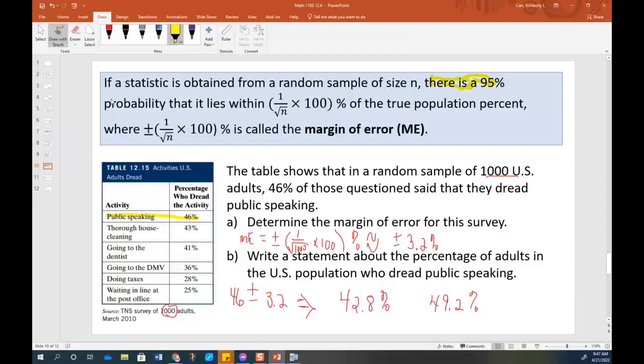There's a 95% probability that the percentage of adults in the U.S. who dread public speaking is between 42.8% and 49.2%. And that would be my statement.